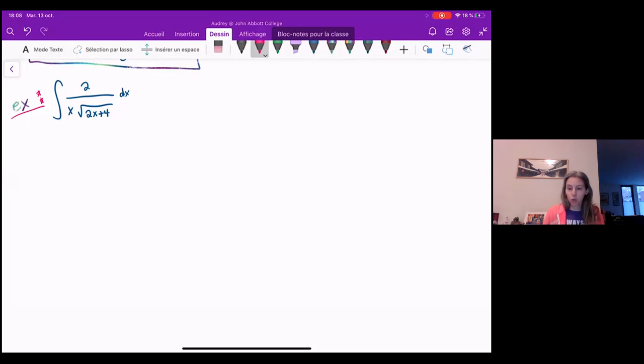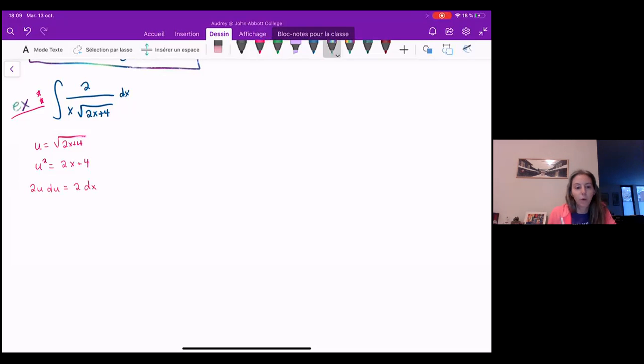I'm actually just going to straight up let u equal the square root. So we're going to let u equal the square root of 2x plus 4. This is a type of rationalizing substitution. When we let u equal a square root, the first thing we do is get rid of that square root. Then I'm going to take the derivative of both sides. So 2u du is equal to 2 dx.